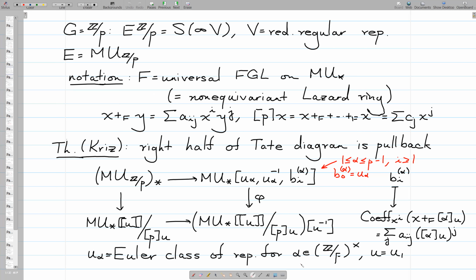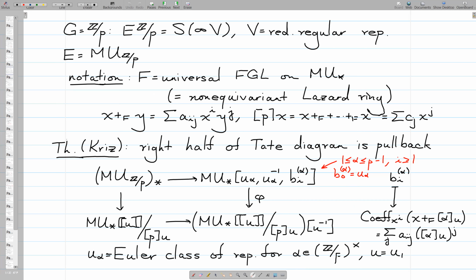So each representation has an Euler class, which we'll call U alpha. So the geometric fixed points, which I mentioned, was done by Tom Dieck, really. It has the Euler class for each U alpha, and it's invertible in the geometric fixed points. And then you also have these elements b_i alpha.